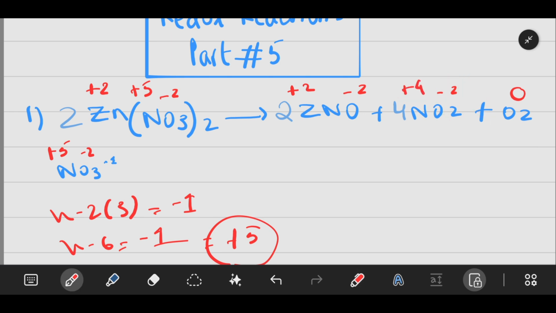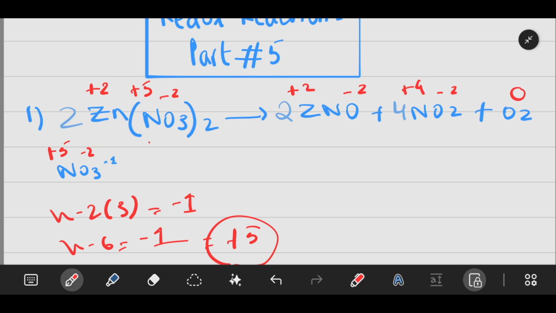So what is being oxidized and what is being reduced? I think it's pretty clear. Zinc is remaining the same. As I told you, isolate one element at a time and look for it on the product side. So I can see nitrogen is going from a +5 to a +4.